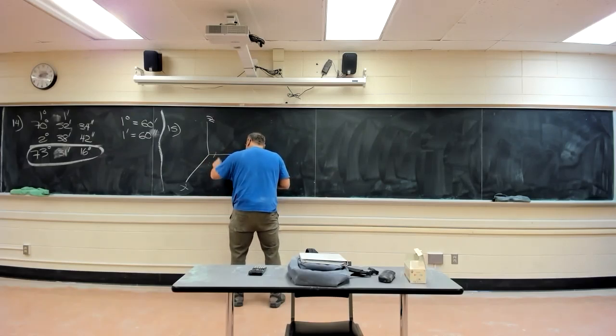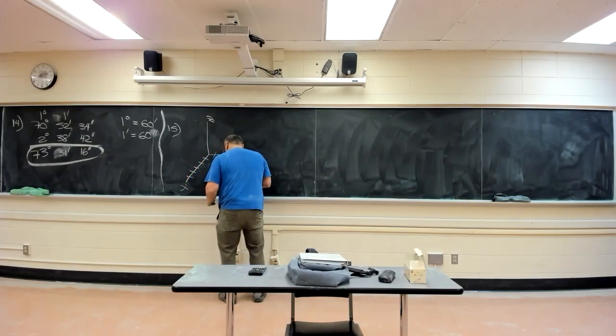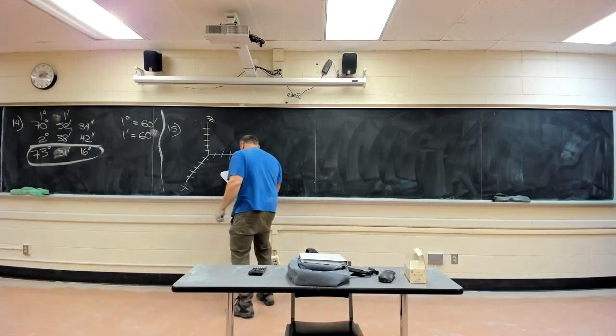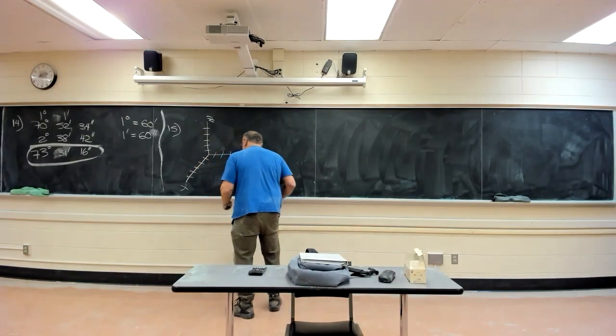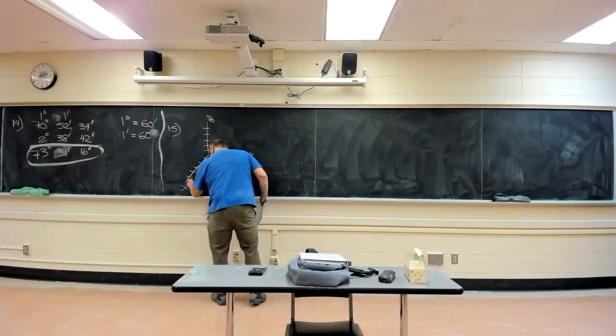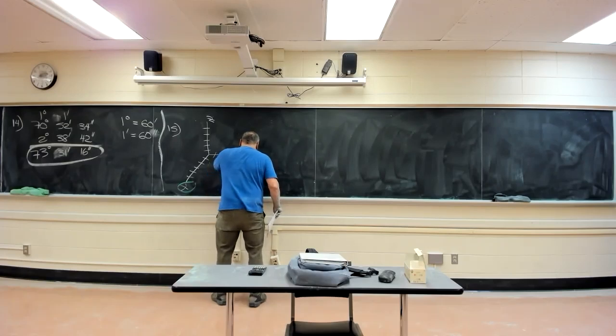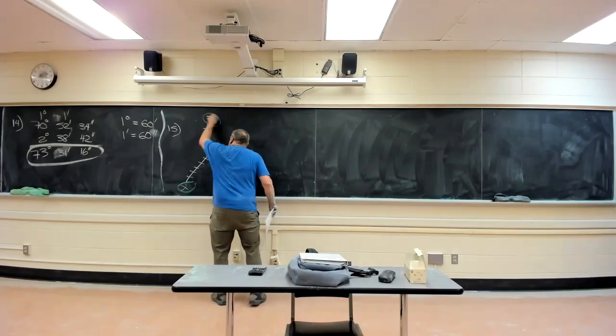1, 2, 3, 4, 5. Okay, not a good drawing here, guys, but basically, this is the x-axis. This is the y-axis, and this is the z-axis.